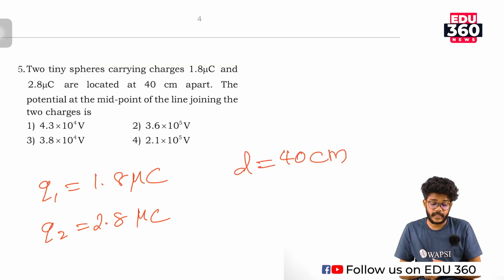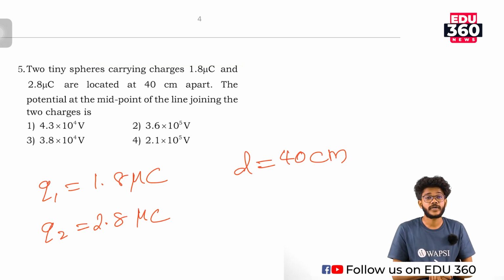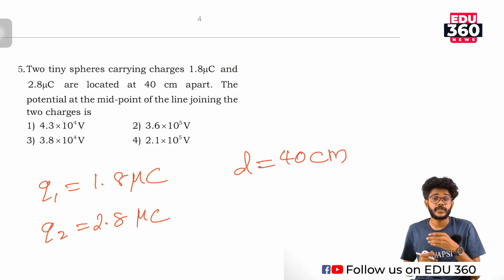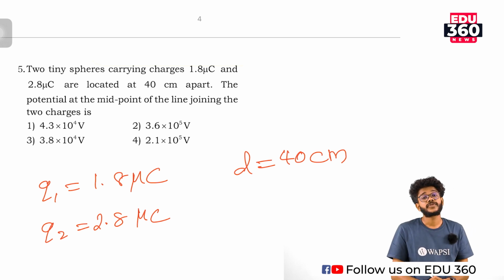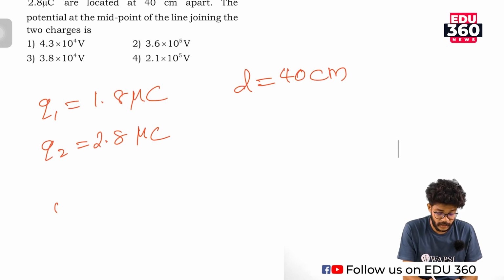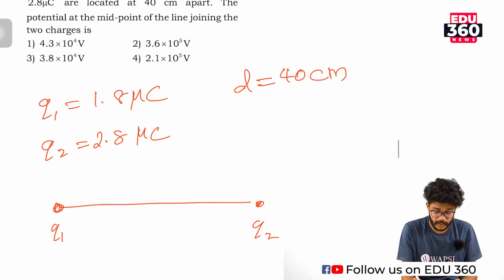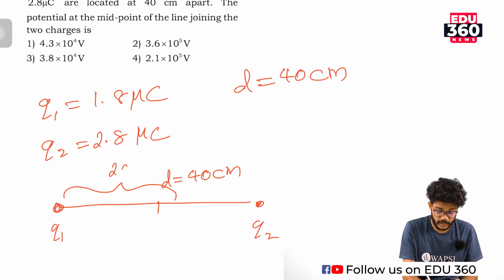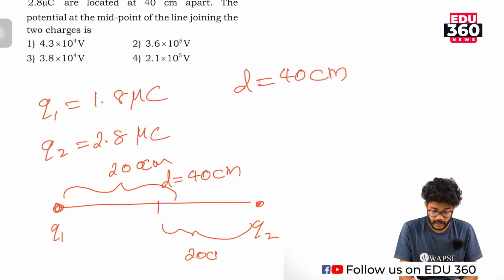The potential at the midpoint of the line joining the two charges is asked, so we want to calculate at the midpoint. We have a total distance of 40 centimeter, so the midpoint is 20 centimeter. This is q1 and this is q2, and the total distance D is equal to 40 centimeter. The center point is 20 centimeter away from here, and this is also 20 centimeter.